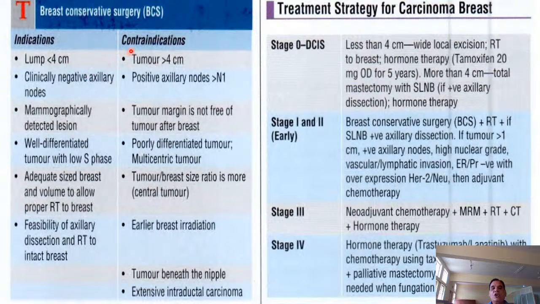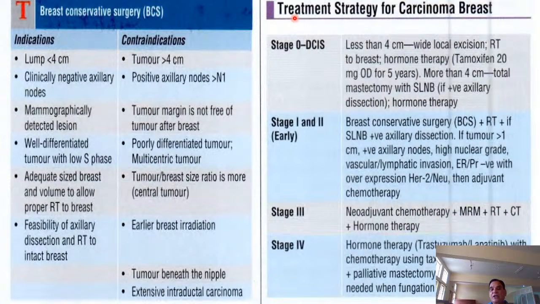What are the contraindications? Tumor size more than 4 cm. Positive axillary nodes. Tumor margin is not free. Poorly differentiated multicentric tumor, BCS is not possible. And tumor to breast size ratio is high. That means if the tumor is larger than the breast size can accommodate, BCS is not advised. If the breast has received previous irradiation, BCS is not advised, and if the tumor is beneath the nipple, again BCS is not advised, and extensive intraductal carcinoma. These are the contraindications. So what is the treatment strategy for CA breast?